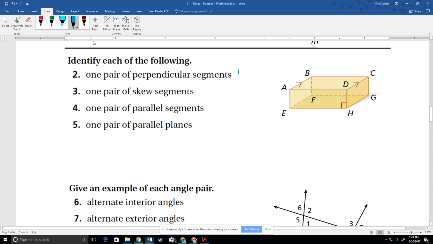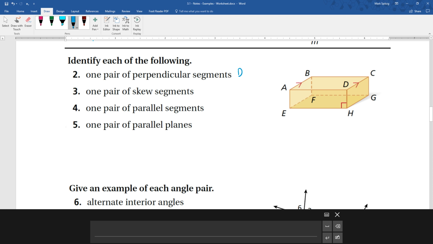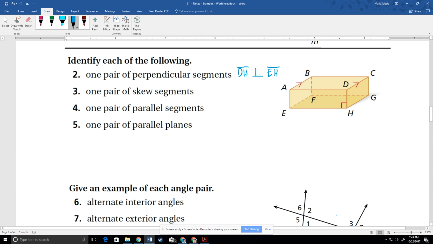So the way I'd write that, we're talking about segments here, so we'll say DH is perpendicular to EH. That works. There are other ones that would work here, especially if you assume this was a rectangular prism with right angles everywhere. But in this case, if we were just looking at this one, we could just say DH and EH, or possibly even DH and HG. There would be a lot of combinations. I do want to make sure I'm using the correct notation here, though.